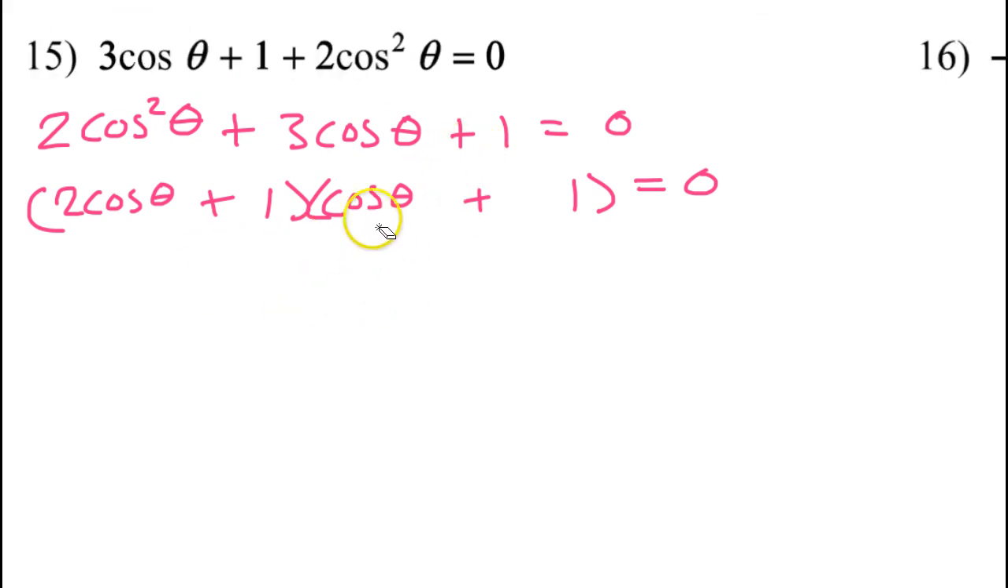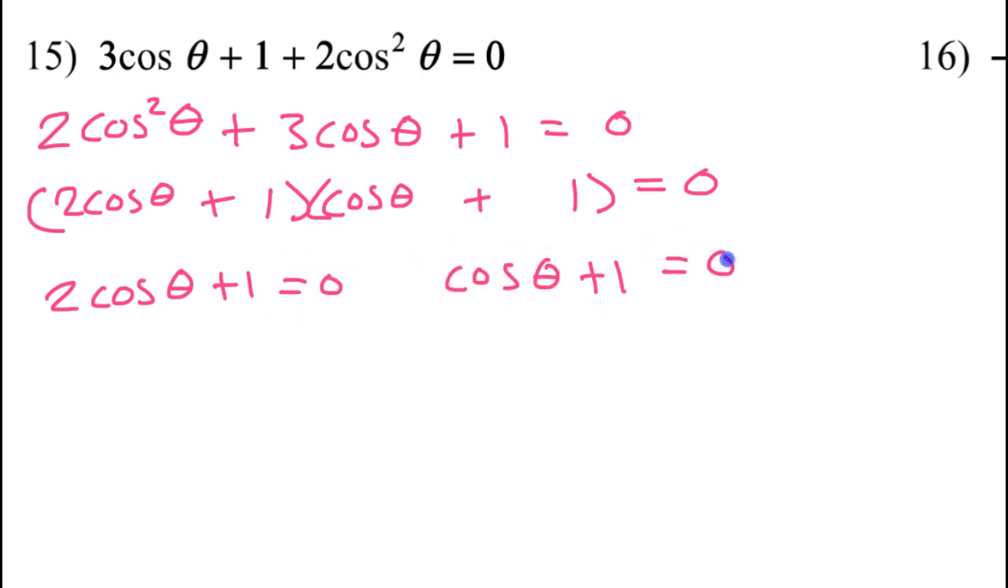So I'm just going to move this out of the way, erase that, so that I can set each of these factors equal to 0. So I have 2 cosine theta plus 1 equals 0, and I have cosine theta plus 1 equals 0. Let's do the left hand side first. Subtracting 1 from both sides, I get 2 cosine theta is equal to negative 1. Dividing both sides by 2, I get cosine theta is equal to negative 1/2.